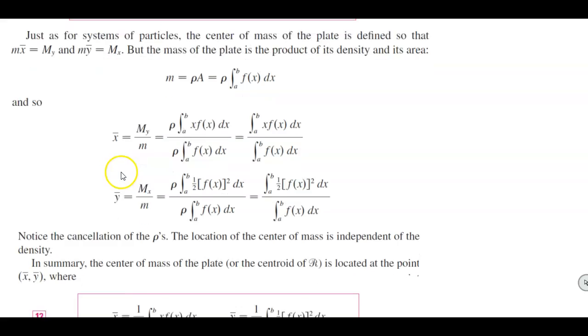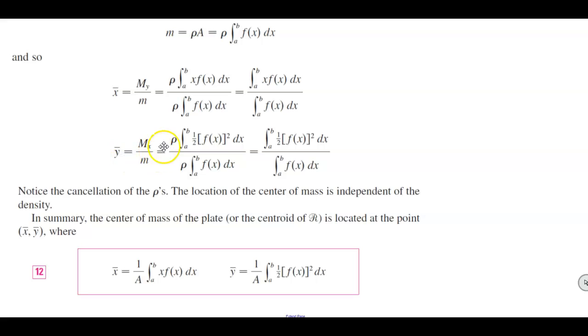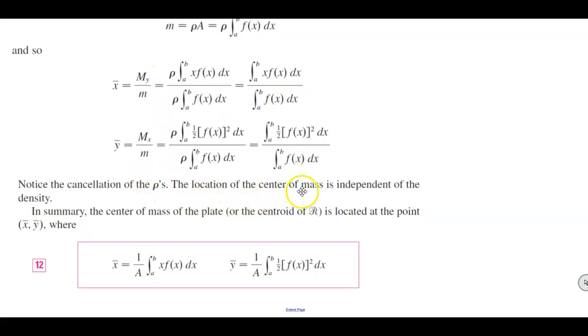In order to solve for x bar and y bar, we take the moment about the y-axis over the mass. So we divide those two integrals, simplifying rho, which gives us this integral. And then the same thing for y bar: we take the moment about the x-axis divided by the mass, which gives us the following. Now, we cancel out the density, so the location of the center of mass is independent of density.